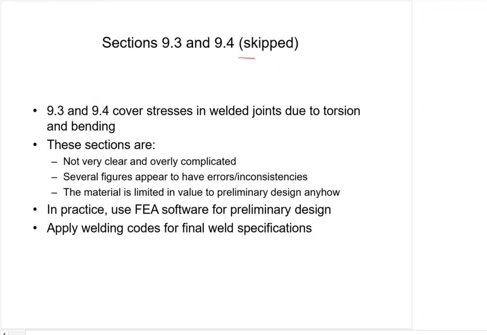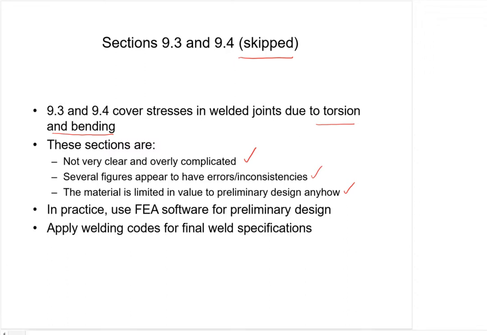We're going to skip sections 9.3 and 9.4. And that's stresses in welds due to torsion and bending. And those types of loadings certainly happen to welded joints. Unfortunately, the main reason I'm excluding this, I would love to include it, but the sections are not very clear and they're overly complicated. They appear to have several errors and inconsistencies. I've worked through the examples myself, and the material is limited in value to this preliminary design analysis anyhow.